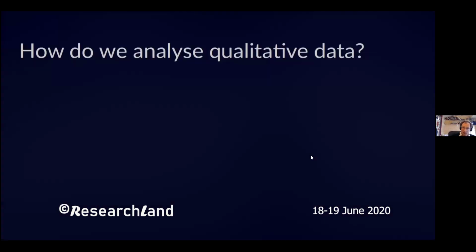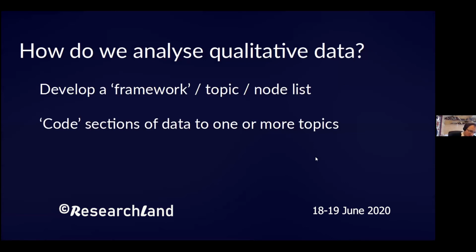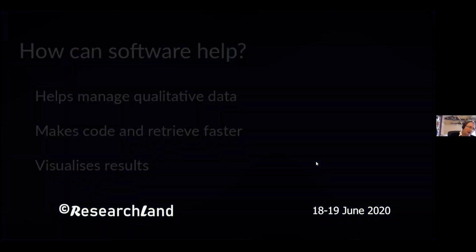Whichever of these we choose, essentially the process is to develop a framework or a topic or list of these codes, and code sections of data to one or even more of these topics. So you may find a section of text which is about not just one topic, but several things, and then retrieve data at that topic. So that's actually, let's see everything that's under that node or theme. And then we want to explore the connections between the data. So that's that final stage. So interrogate, summarize, and connect. And those connections between the data will tell us interesting things like are particular people who live in this country saying different things to people who live in this country.